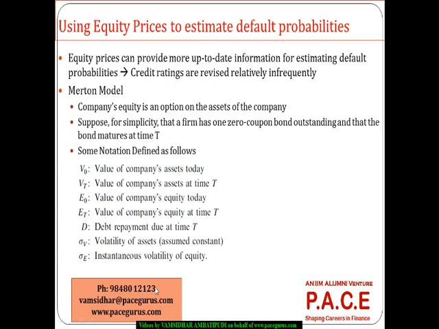Now, the next mechanism which we will look at for estimating the default probabilities is using the equity prices. One reason why we are using the equity prices to estimate the default probability is it is very much understood that the equities provide more up-to-date information, whereas the credit ratings are revised very infrequently. Only once in a while, probably once in 6 months, once in a year, the credit ratings are revised. Whereas when it comes to the equity prices, they change almost on a daily basis, which means there is a good possibility of using them to estimate the default probability.